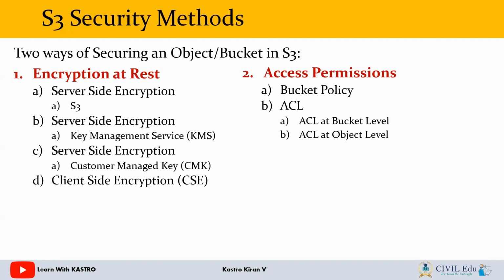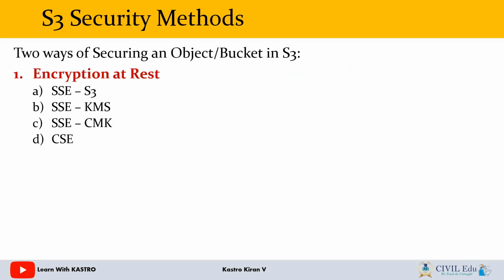The third way of securing the object is by using pre-signed URLs. So these are the different methods of securing an object or a bucket by using security concept. Let us understand each one of these concepts individually. First one is encryption at rest, which is SSE S3.